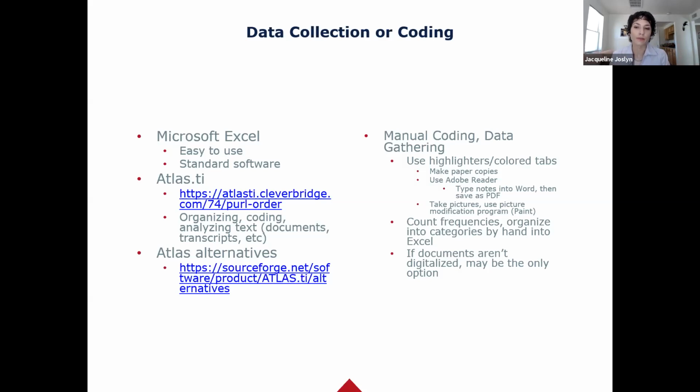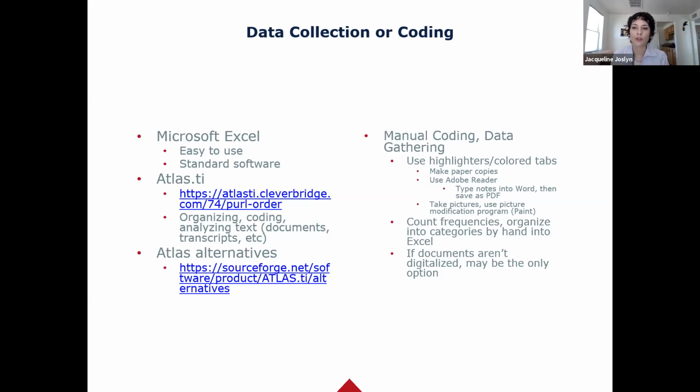And if you're going to do something like that, you could just try to make copies and then use highlighters or colored tabs to categorize your data. If you can get it into a digital format, you could use Adobe Reader, and then you can highlight and color everything. Or you could type notes on your documents into Microsoft Word, save it as a PDF, and then do all of that in Adobe Reader. That might make it a little easier.